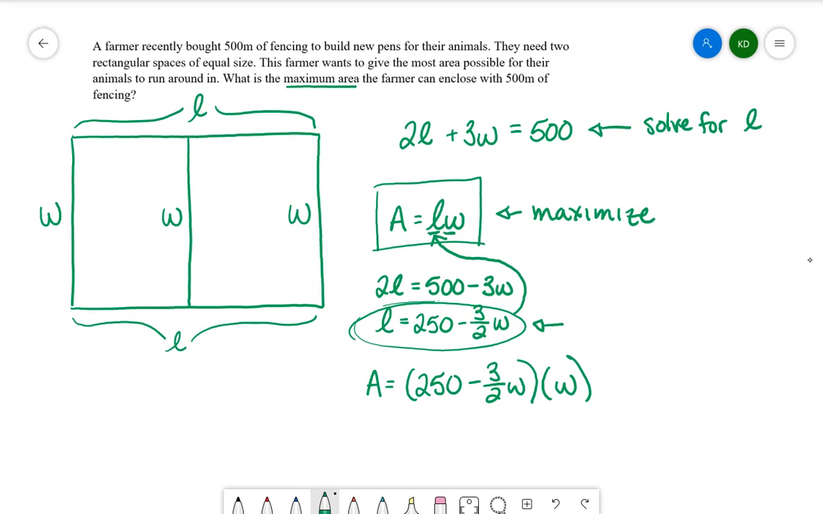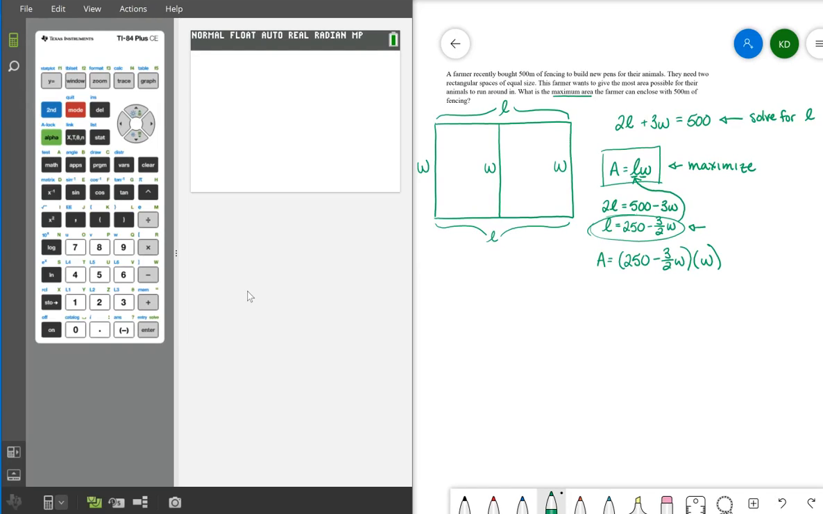Now we can solve this. We can either do this algebraically, but I'm going to do this into my calculator. So let's plug this into a calculator. I'm going to show you on the TI, and then we'll go from there. All right, so I already have the equation put into my calculator. So we would put that into y equals, and again, I've got (250 minus 3/2 x) times x.